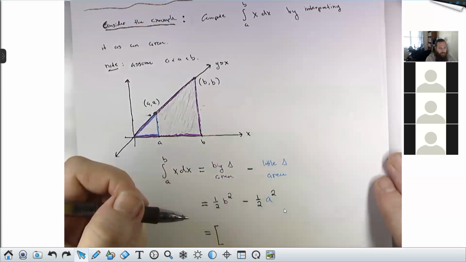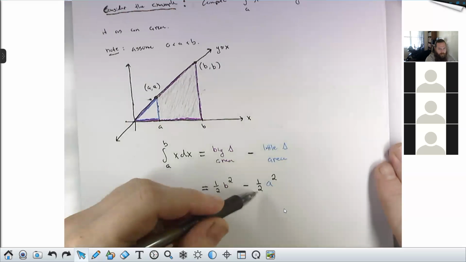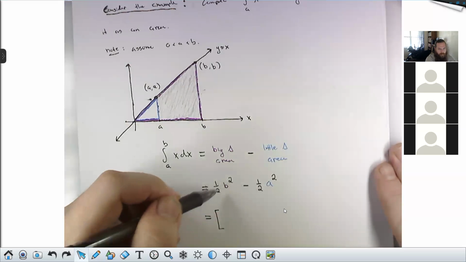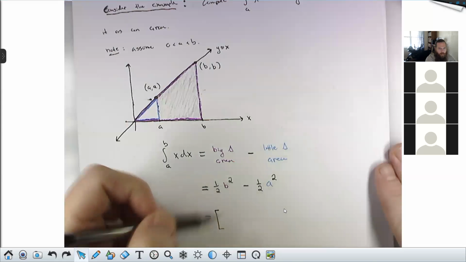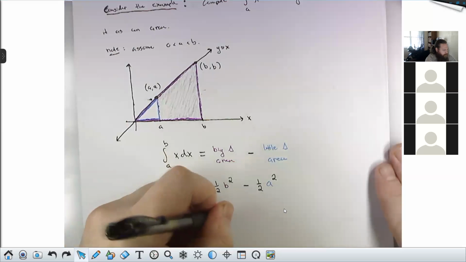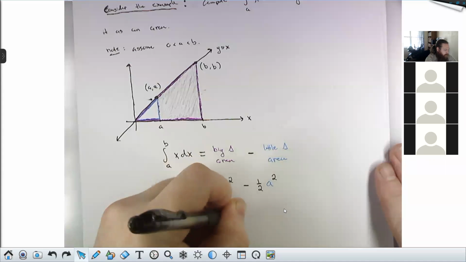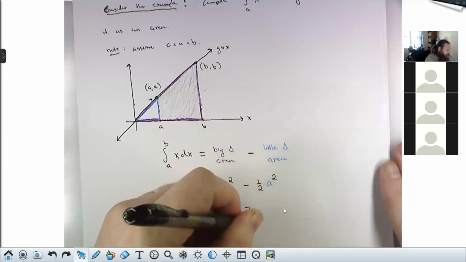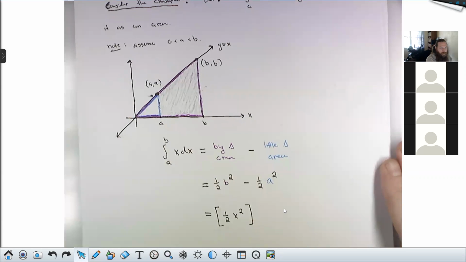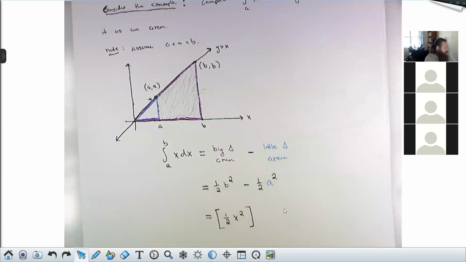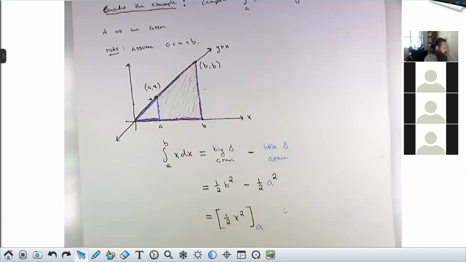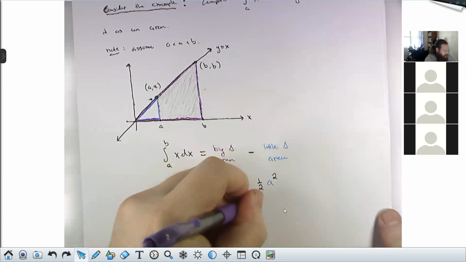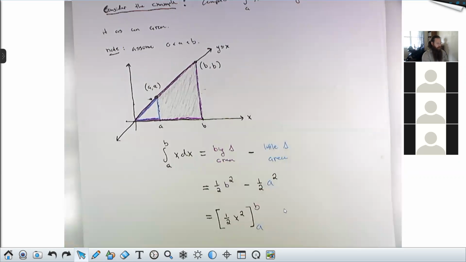If you were to imagine this and this as both coming from some function, you plug b into that function, you plug a into that function, you subtract them, what would the function be? 1/2 x squared. Hell yes. So the notation for this is 1/2 x squared evaluated. This bracket on the right means evaluated from a to b. You always do upper minus lower in this notation.